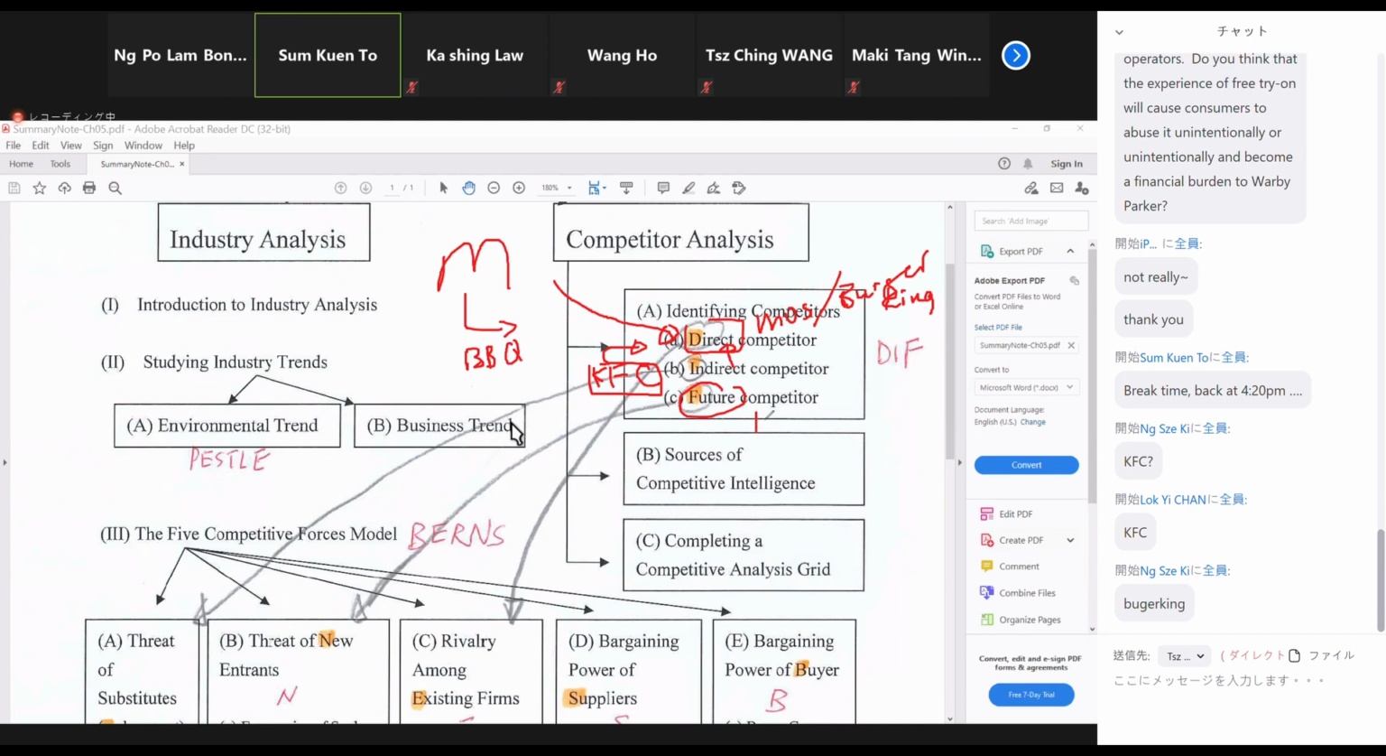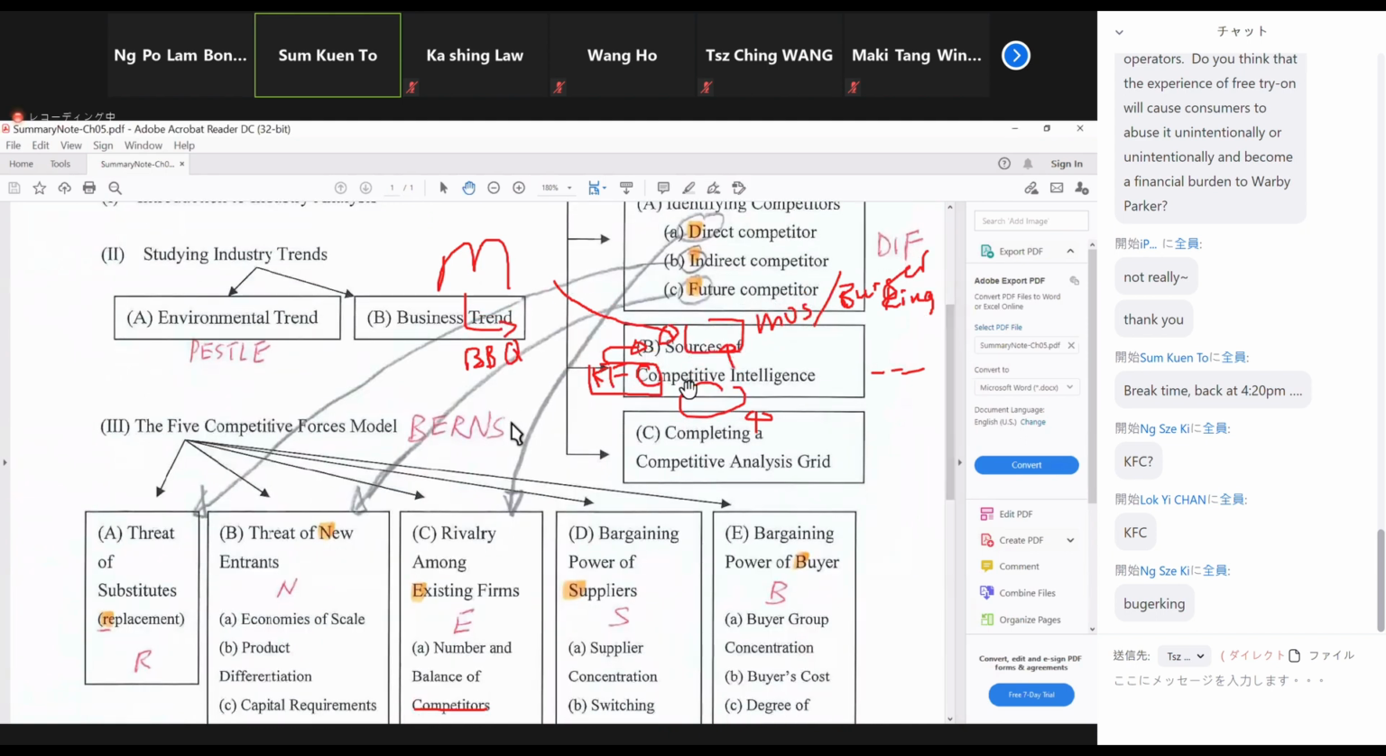So why did I mention that? Because when we talk about DIF, direct, indirect, and future competitor, direct competitor is the existing competition, and indirect is something similar, okay? And that's why they can be substitutes. For example, if I planned to spend $50 for my dinner, of course, I cannot go to a 6-star hotel. I can eat some other so-called junk food, which is relatively cheap, rather than a $600 buffet dinner, right?